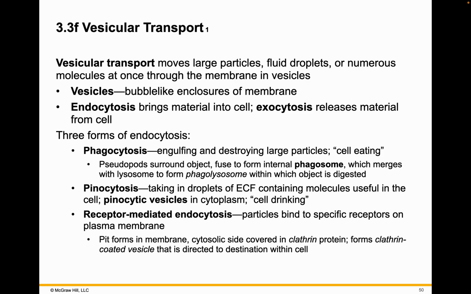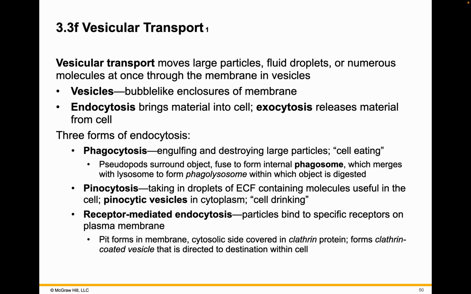Vesicular transport is the movement of large particles, fluid droplets, or numerous molecules at once through the membrane in vesicles. A vesicle would be described as a bubble-like enclosure of the membrane. If it's bringing material into the cell, it's known as endocytosis. If it's taking material out of the cell, it's known as exocytosis.